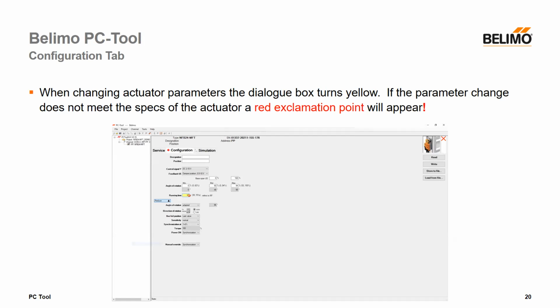So let's say we do change some things and the parameter does not meet the spec of the actuator. What you'll see is in the box where you made the change, there'll be a little red exclamation point, and it simply won't let you write that parameter down to the actuator. You've got to stay within the limits, and those limits are all visible here in the configuration tab.